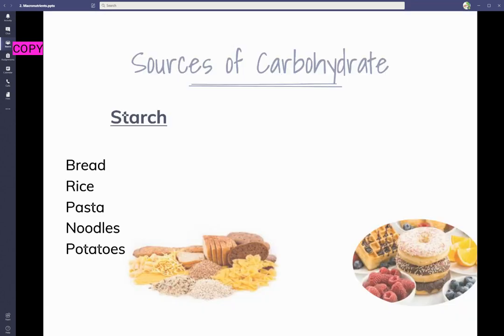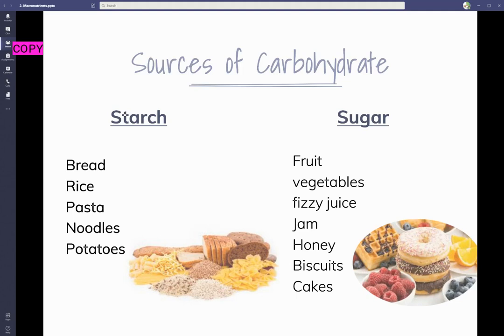Again, sources of carbohydrate are split into two. We have got starchy and sugary carbohydrates. Now, starchy carbohydrates are often called complex carbohydrates, and the sources of these can be found from bread, rice, cereals, pastas, noodles, potatoes. Sugary carbohydrates are found intrinsically or naturally in fruits and vegetables, as well as can be found extrinsically, which means added into fizzy juice, honeys, jams, biscuits, and cakes.